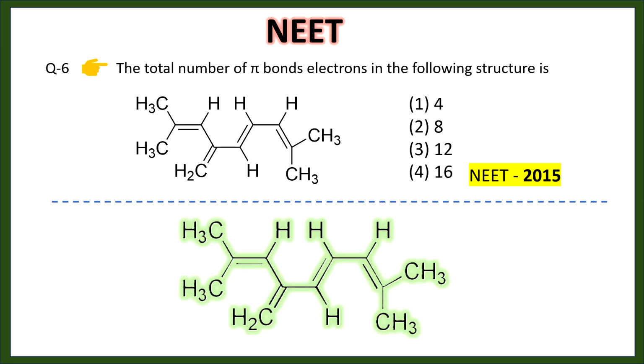Now coming to question number 6. The total number of pi bond electrons in the following structure. So if we count the total number of double bonds, we can easily get that answer. 1, 2, 3, 4: 4 double bonds means 8 pi electrons. Correct option is this one.